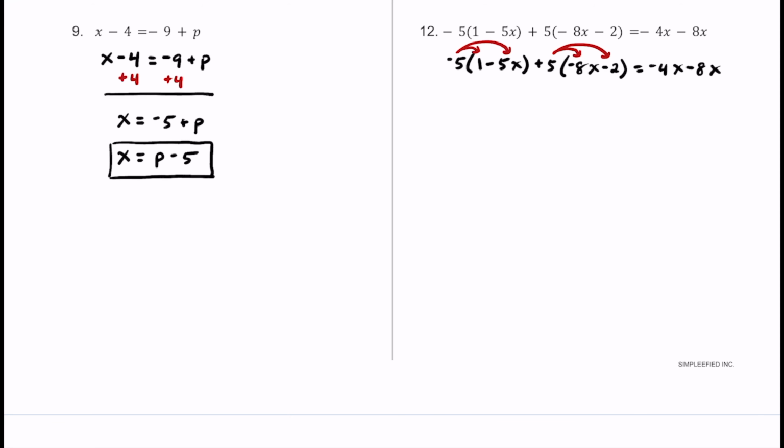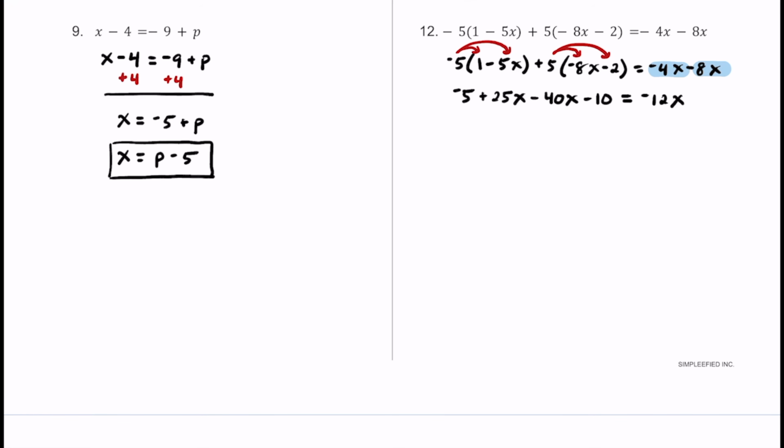Okay, so -5 times 1 is going to be -5, and then -5 times -5x, that's going to be a +25x. Then 5 times -8x, that's going to be -40x, and then 5 times -2, that's -10. Okay, the right side looks like we can actually combine like terms here. So -4x plus -8x, that's -12x, if we combine those.